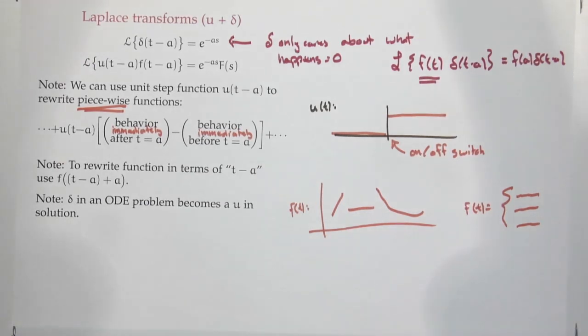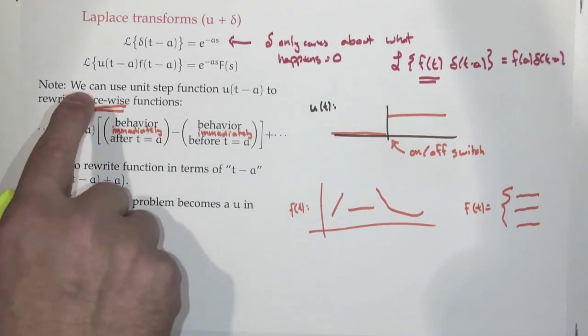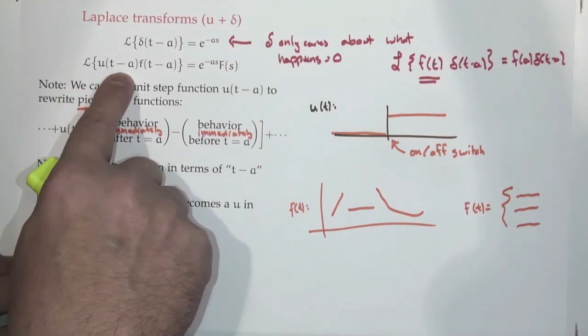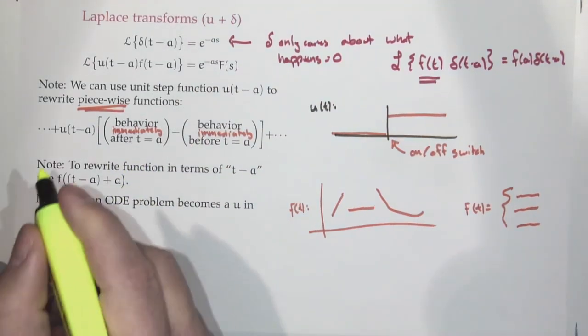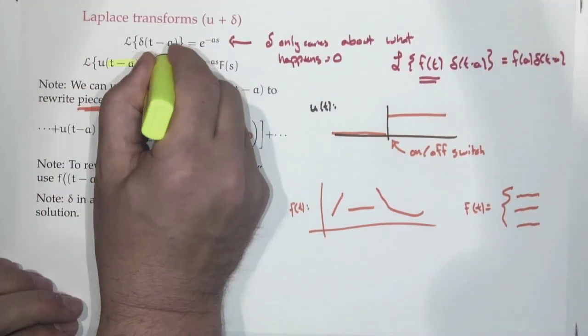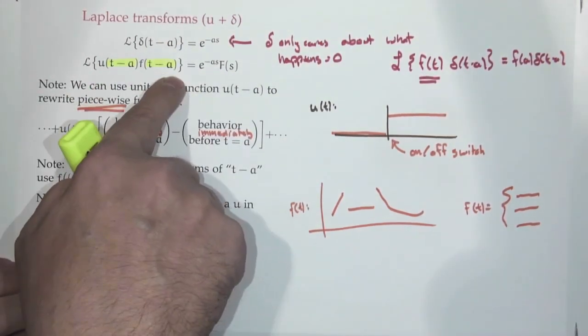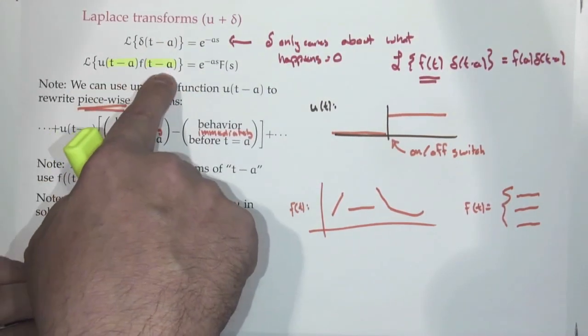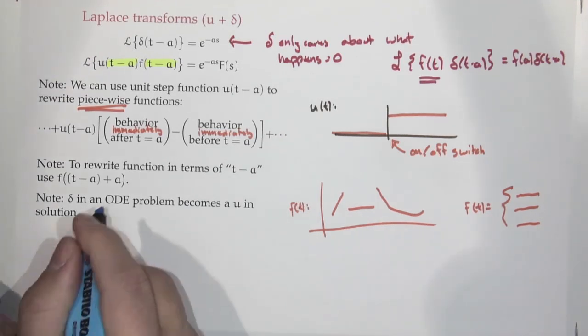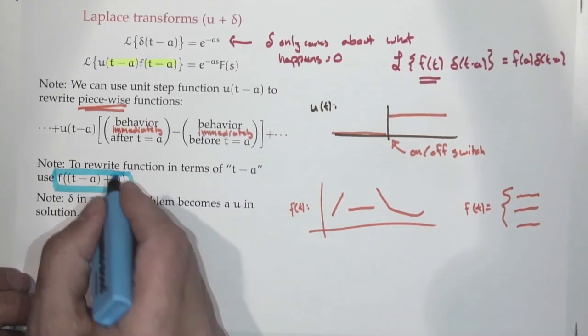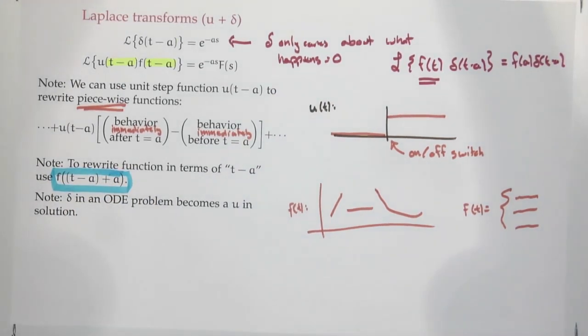And if you notice, for the unit step function, there's this nice rule. The Laplace transform of u of t minus a f of t minus a is e to the minus as f of s. So be careful. These have to match. So this t minus a has to match that t minus a. And you might say, well, how do I get there? What if it's not like that? Do I just give up? No, no. There's this nice fact that f of t is f of t minus a plus a, right? The a's cancel.